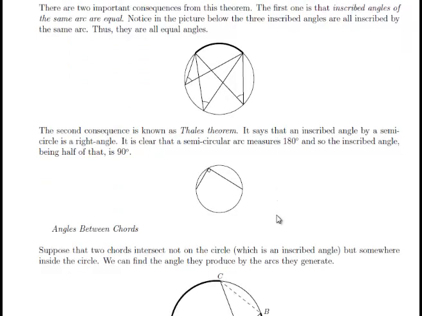Second thing, which again should hopefully be fairly obvious, is called Thales' theorem, and that is if an inscribed angle is inscribed by a semicircle, it has to be a right angle. Let me make this a little bigger to make it a little bit more obvious as to why that is. Okay.